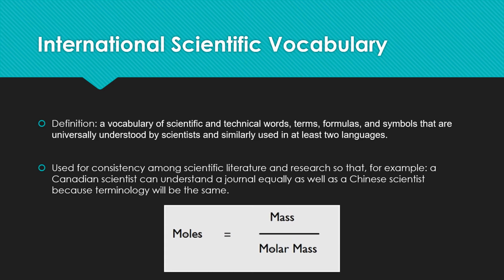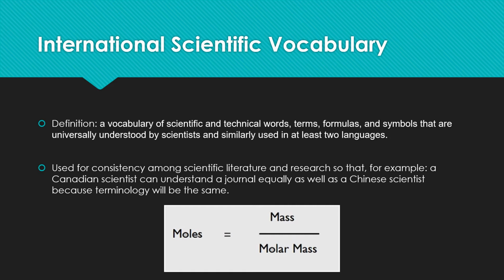So it is basically used for consistency among scientific literature and research. An example of that is, a Canadian scientist can understand a journal equally as well as a Chinese scientist, because the terminology and the formulas will be the same.